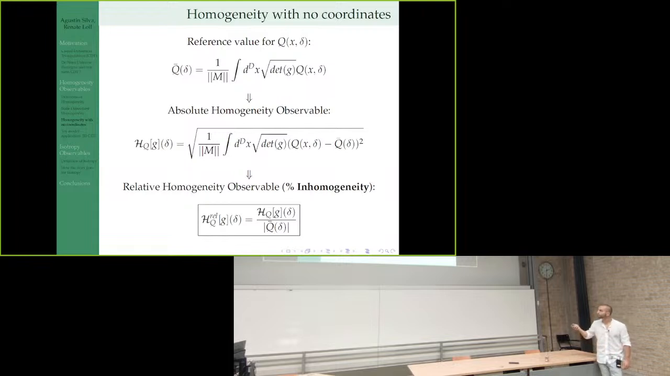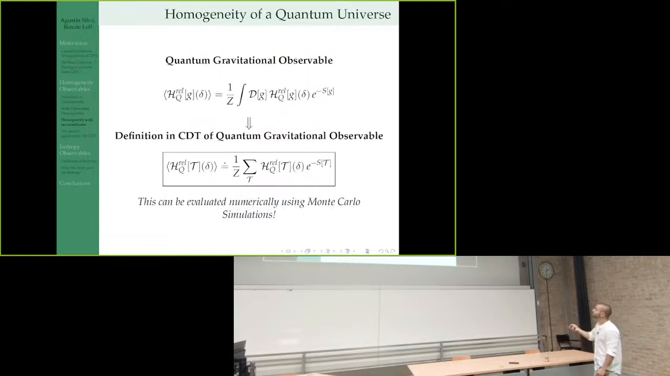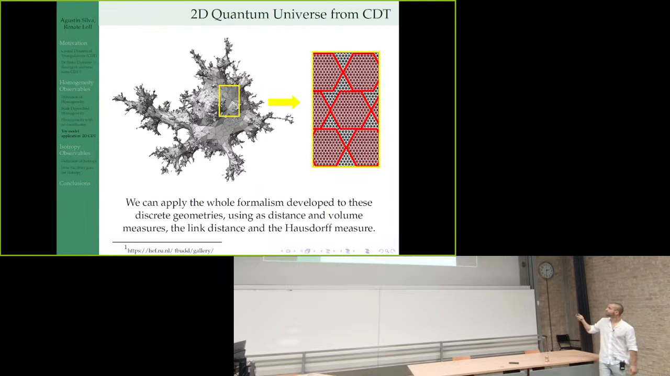So if you put this into your path integral and you choose a given quantity Q, then this will return a number telling you, hey, your ground state of your path integral, or your emergent universe, has a certain percentage of inhomogeneities regarding this property. So this is what we do. We put this observable inside a path integral in our causal dynamical triangulations, and the resulting numerical value is going to tell us percentile deviations from perfect homogeneity. We can do this in two-dimensional CDT. We can also do it in four-dimensional CDT. Unfortunately, I'm really bad at coding, so I only have a code for two dimensions. But in the future, this will be applied in four dimensions.